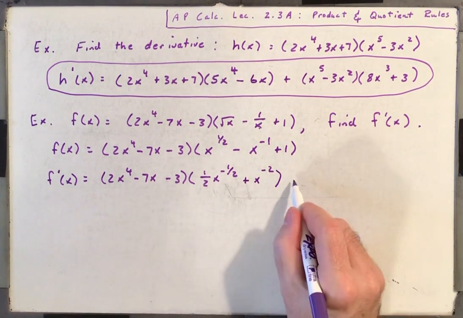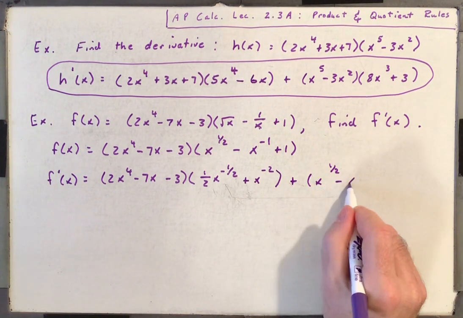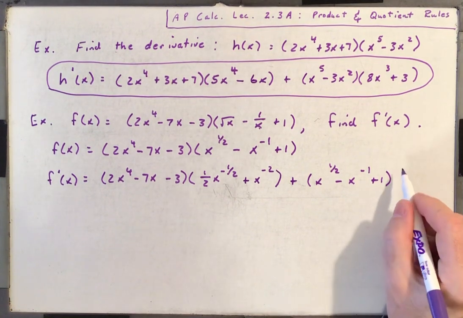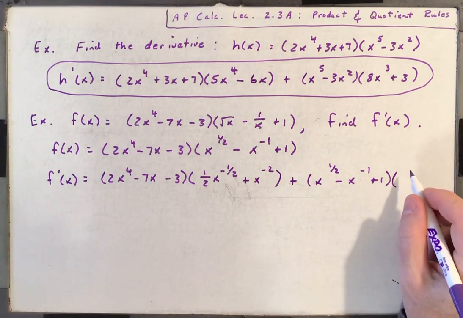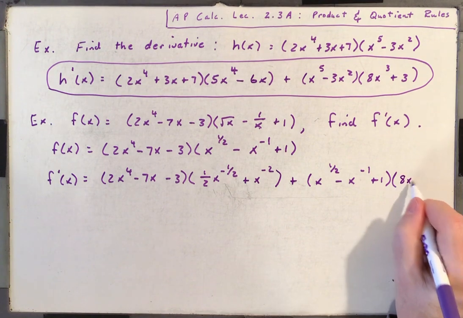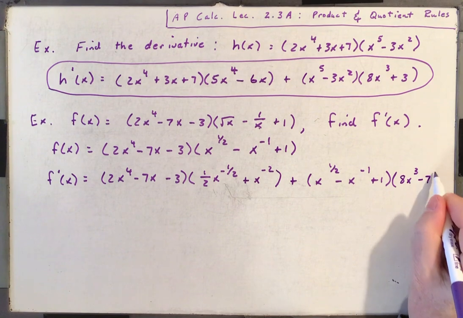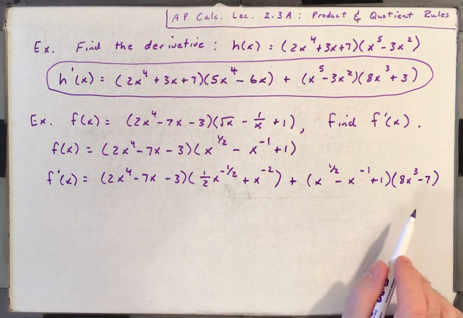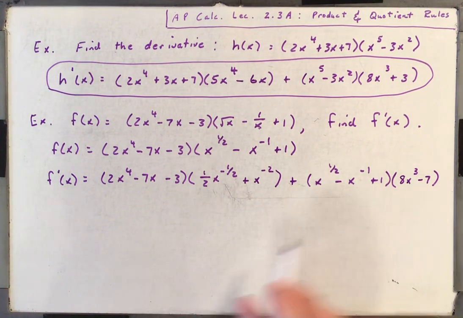First times the derivative of the second plus the second, x to the 1/2 minus x to the minus 1 plus 1, times the derivative of the first. We're going to run out of room here, but that's going to be 8x cubed minus 7. So that's the derivative, but I'm going to go ahead and follow the rule of cleaning up these negative exponents.